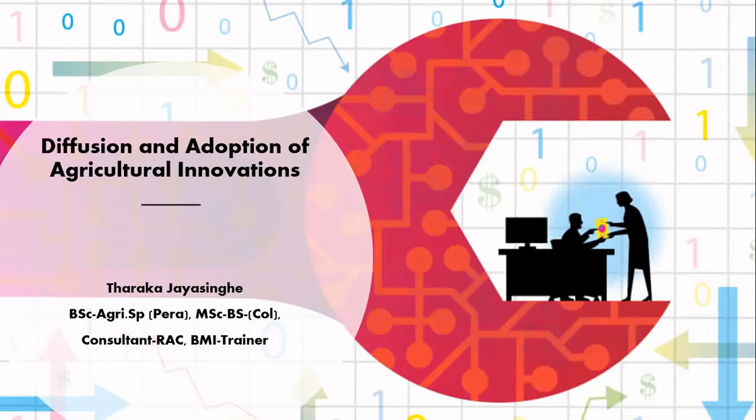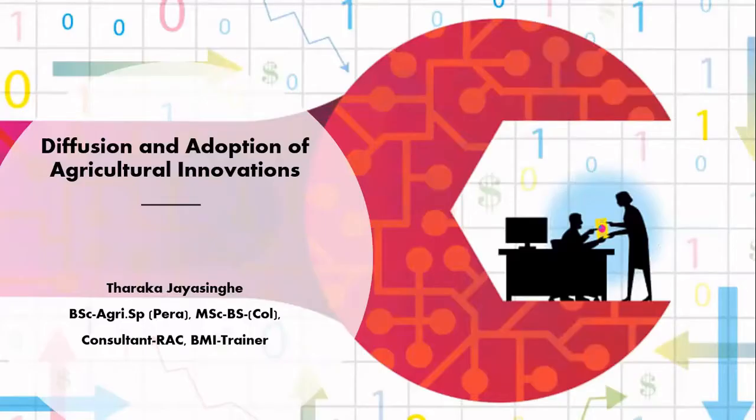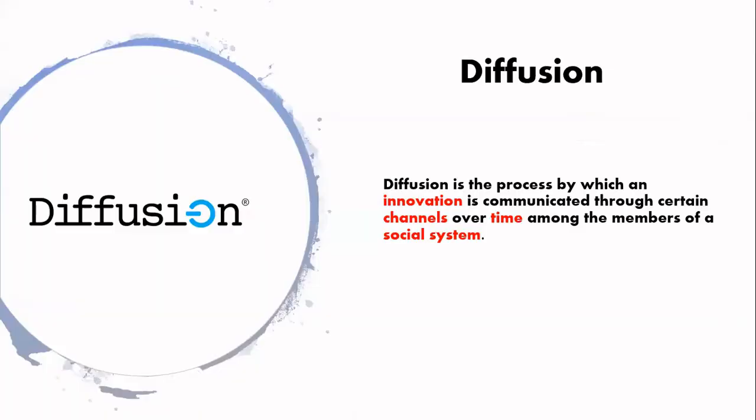We will start today's lecture: diffusion and adoption of agricultural innovation. That means how knowledge, awareness, or technology, when we transfer it, how it diffuses, how awareness is created within the farming community or the target community. That is called diffusion, and then how they adapt to that technology. Those are the things we are going to cover today.